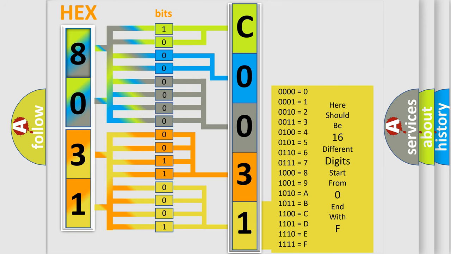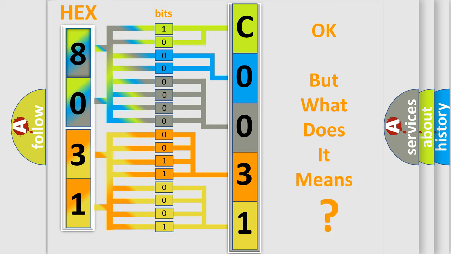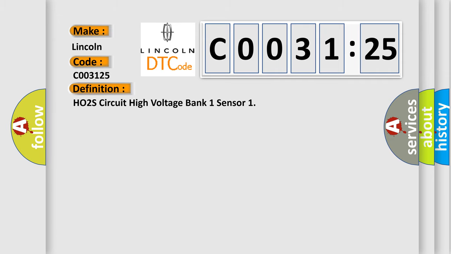We now know in what way the diagnostic tool translates the received information into a more comprehensible format. The number itself does not make sense to us if we cannot assign information to what it actually expresses. So, what does the Diagnostic Trouble Code C0031-25 interpret specifically for Lincoln? The basic definition is HO2S circuit high voltage bank 1 sensor 1. And now this is a short description of this DTC code.